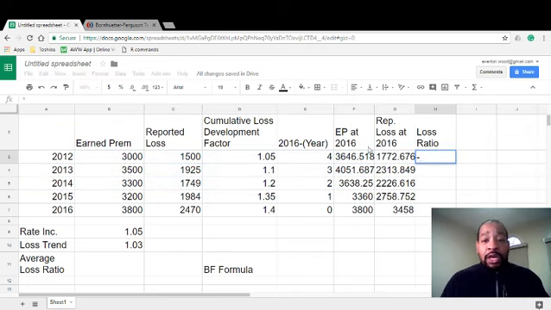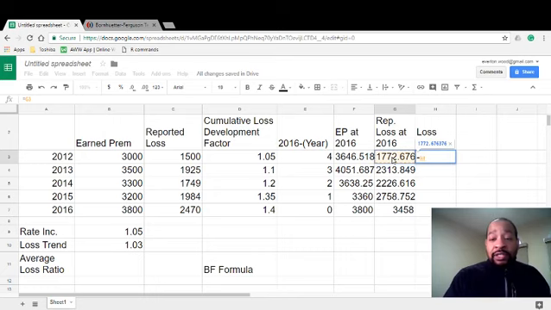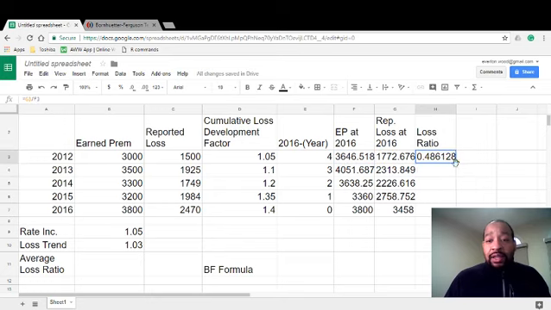Normally it would be the reported loss over the earned premium. Well, we're going to do that in terms of 2016 values. So we're going to do the reported loss as of 2016 divided by the earned premium under the 2016 levels. And we have these three numbers. Oops. Sorry. Come on. Cooperate. There we go.